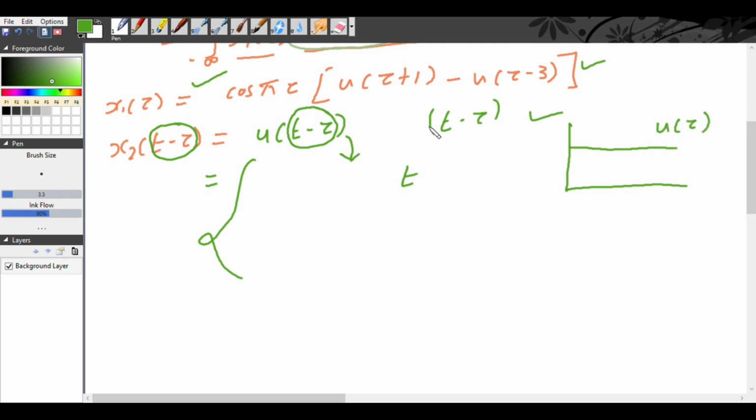But in this case, we are talking about u of minus tau. So u of minus tau is nothing but the inverted signal, right? So the inverted signal. But what do we exactly want? We want u of t minus tau. But that means this particular signal, the new place is t.